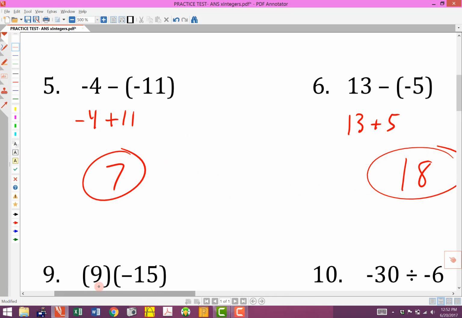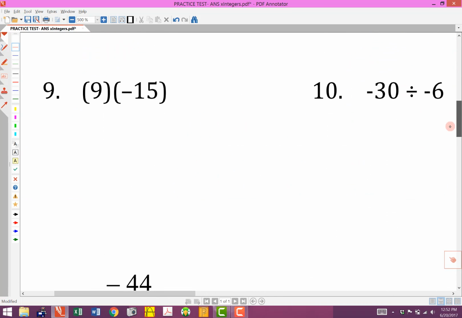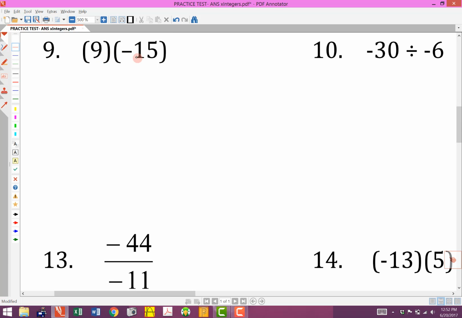Let's take a look at these other problems here. We've probably got some multiplication and division coming up here. Implied multiplication here, fairly big numbers. Let's compartmentalize and let's figure out the sign first.